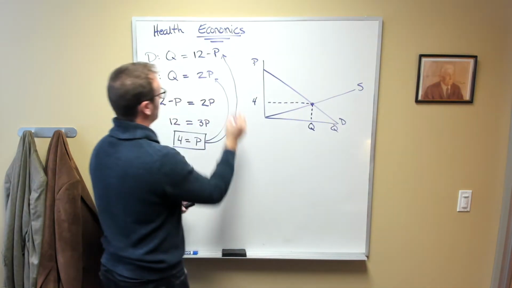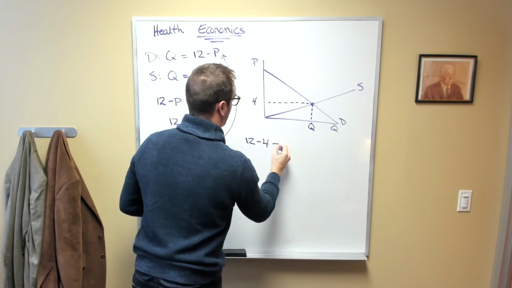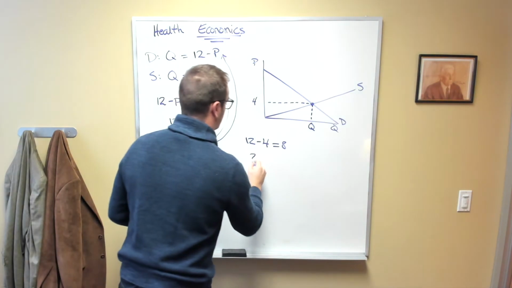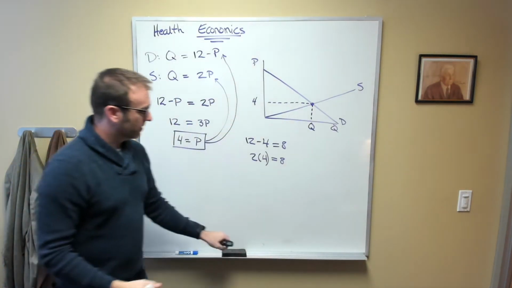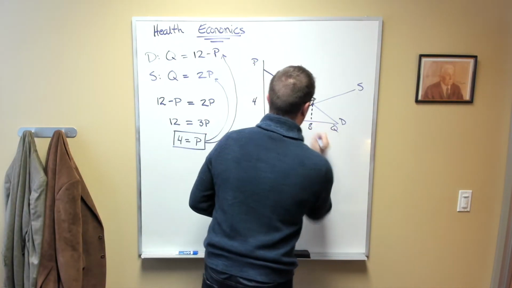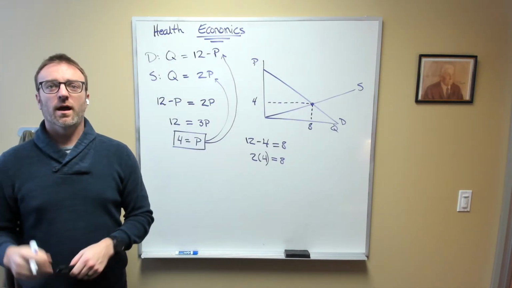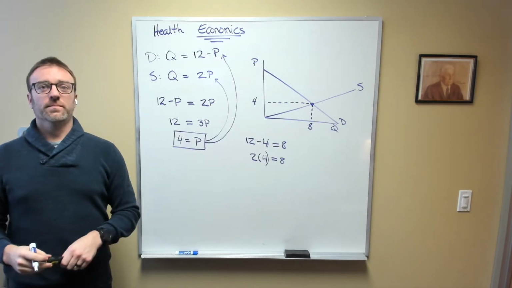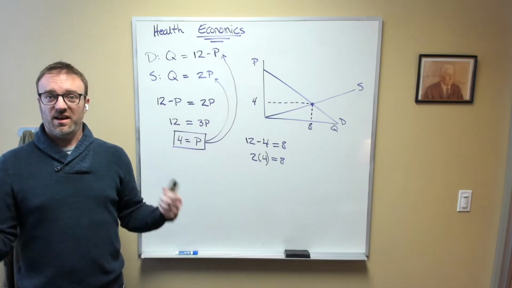So if I take 4 and plug it in here, I get 12 minus 4 is equal to 8. And if I plug 4 in right here, and I say 2 times 4 is equal to 8, then we know we've gotten the correct answer. So the equilibrium quantity in this case is going to be 8. Now let's think about this for a minute. At a price of $4 for pizza, you want to buy 8 pizzas. And at a price of $4, the producer of pizza wants to make exactly 8 pizzas.